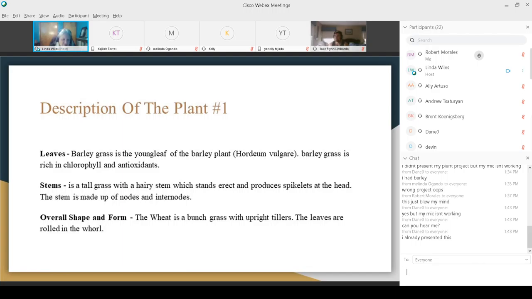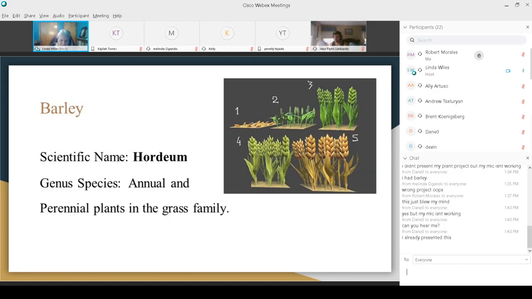So, description of the plant. Barley is a young leaf of the barley plant, and here he has the genus, again, Hordeum. In this case, he's added the species, which is vulgare. Barley grass happens to be rich in chlorophyll and antioxidants, which is why it's used for nutritional value as well as the seed itself. It's a tall grass with a hairy stem. Basically, it has epidermal hairs, stands erect, and produces spikelets. These expanded parts at the top are called spikelets. These are the fruits. Within the fruits are the seeds.